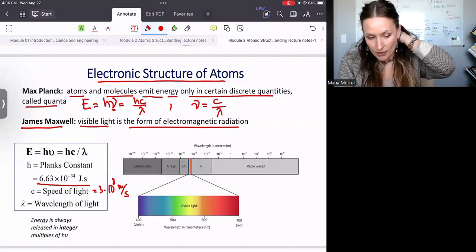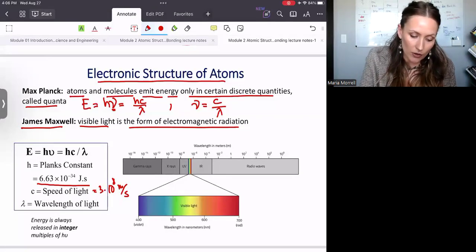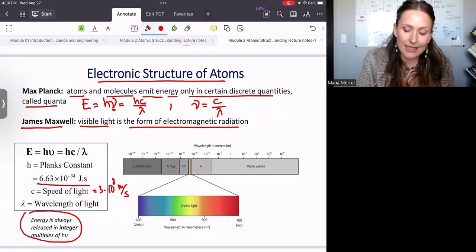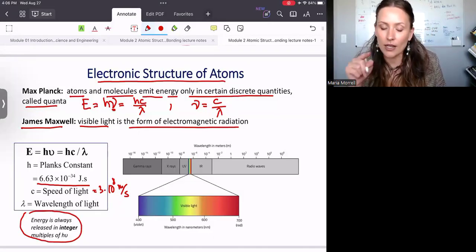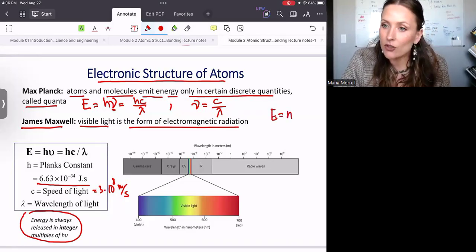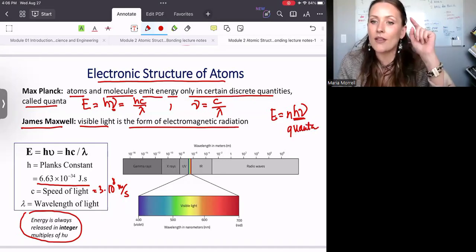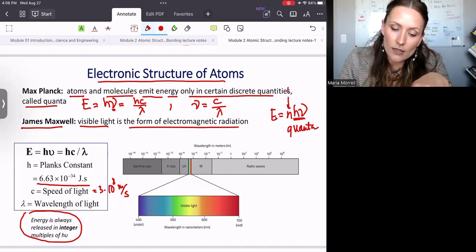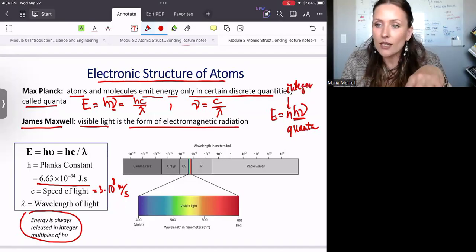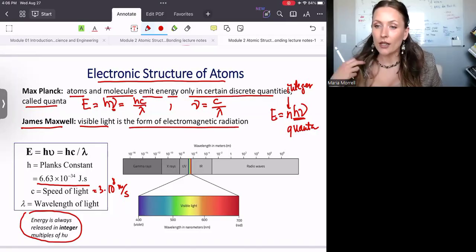Now, before Max Planck said it, the important thing is that energy is always released in integer multiples of h nu, meaning that you will always have the energy that will have some kind of integer number n here, and then you have this h nu, what is known as quanta, okay? And the n number is always an integer. It's never in between. It can't be 2.5. It can be either 2 or 3, or any other integer number, but never in between.